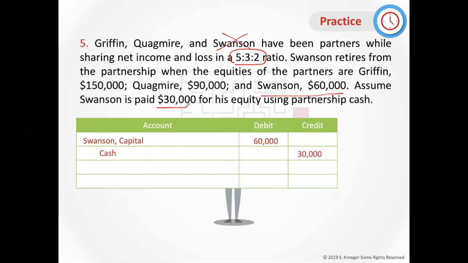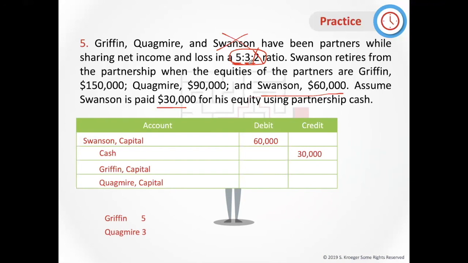That extra money is going to go to the old partners. We have Griffin and Quagmire as the old partners that will be getting this extra bonus. The difference between the two is $30,000. That's how much bonus that the old partners are getting. That's how much Swanson is losing by leaving this partnership. We just have to figure out of that $30,000, how much does Griffin get and how much does Quagmire get? With Swanson gone, his part of the ratio is removed. We're only left with Griffin gets 5 and Quagmire gets 3. It's a 5-3 ratio.